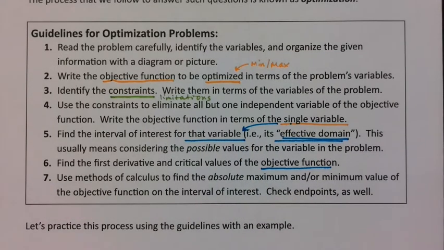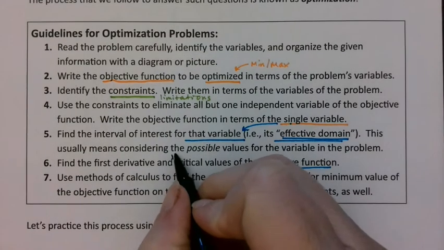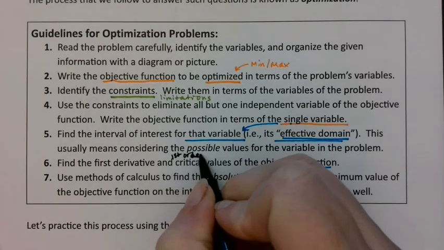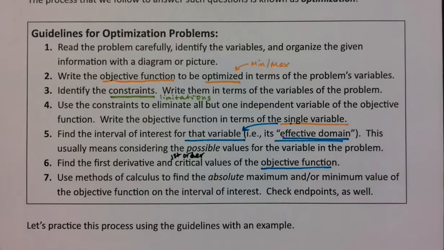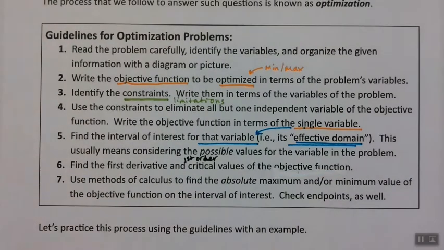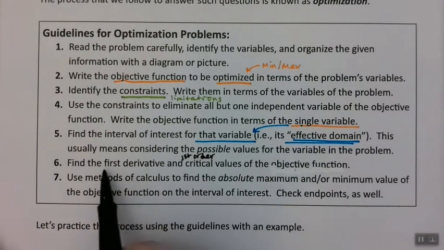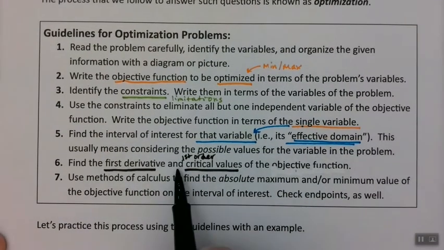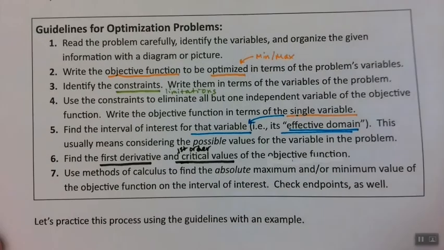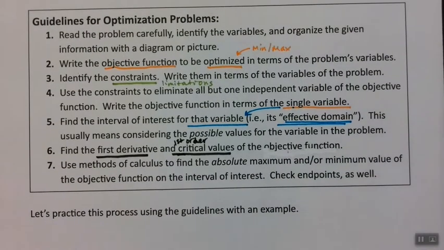Then you're going to find the, sorry about this, this will be the first order, I'll fix that for future, but it's the first order critical values for the objective function. And that's the first derivative, right? So you're going to find your first derivative and your first order critical values. And then you're going to use methods of calculus to find the absolute maximum or minimum.